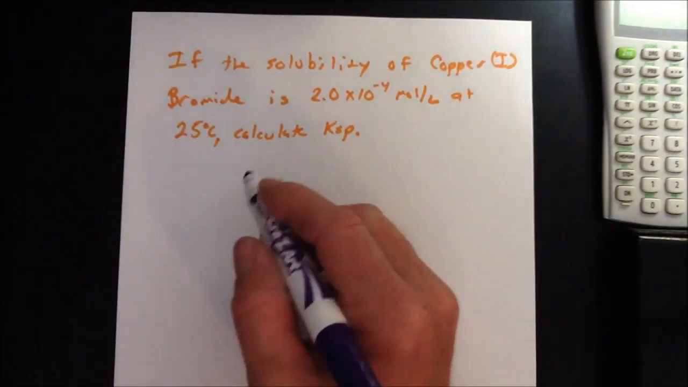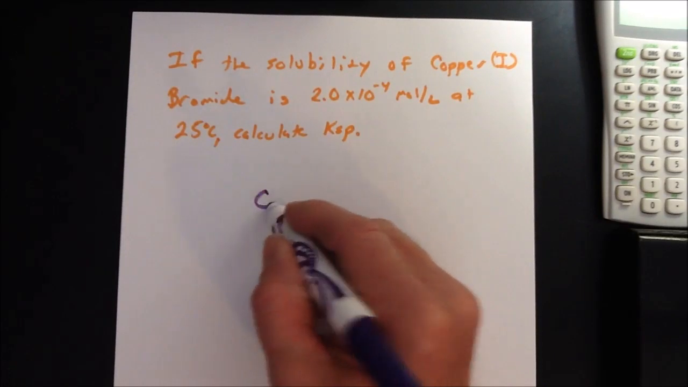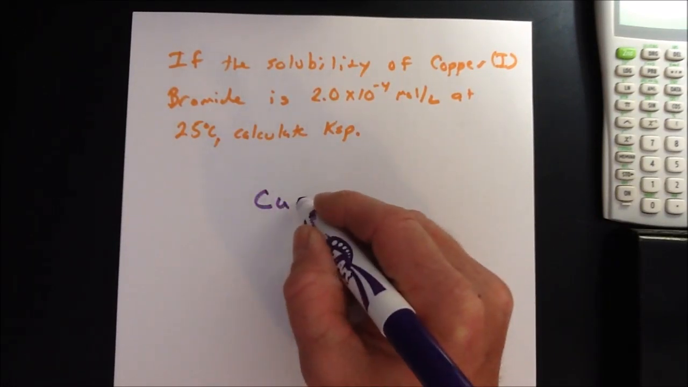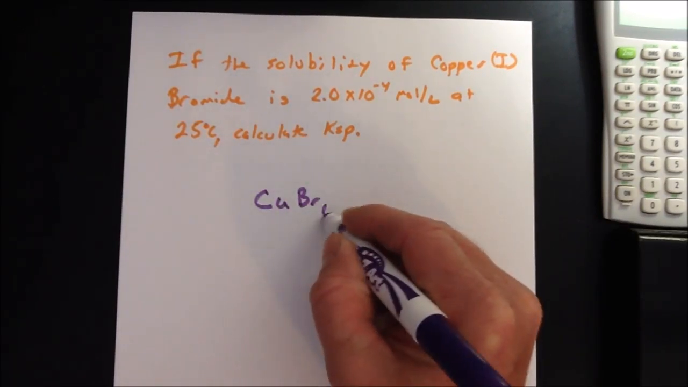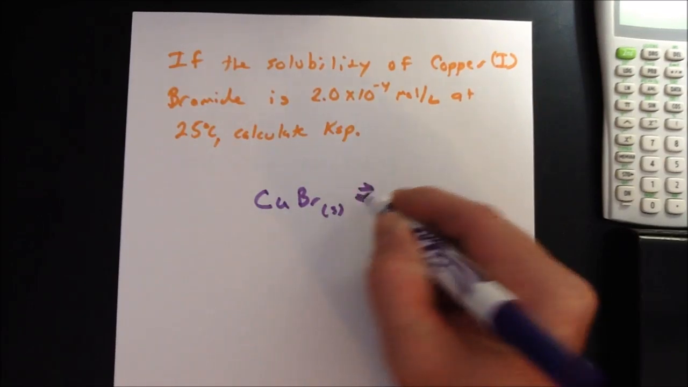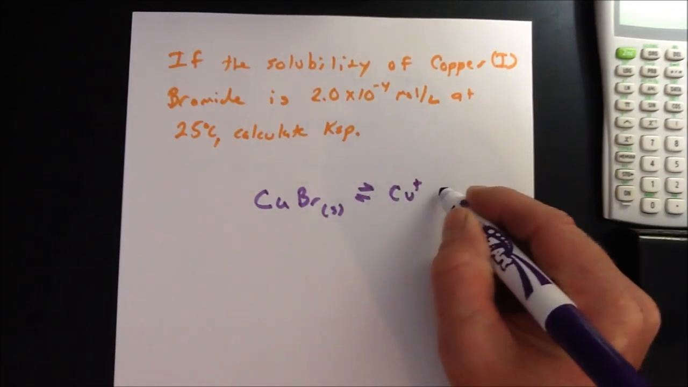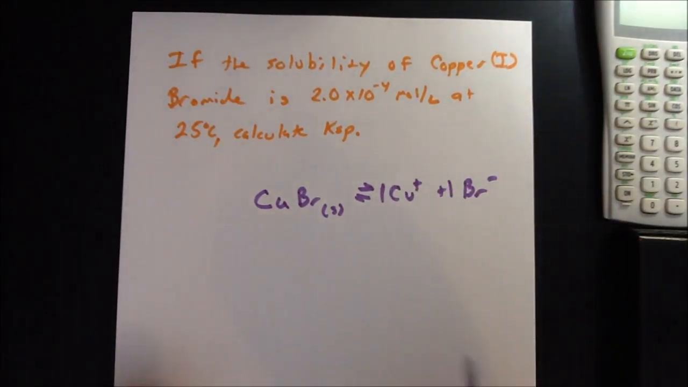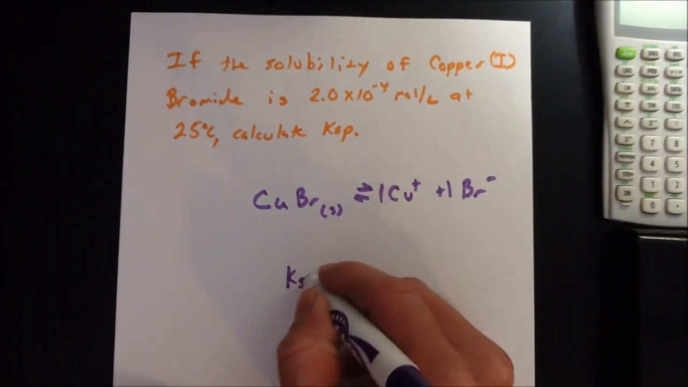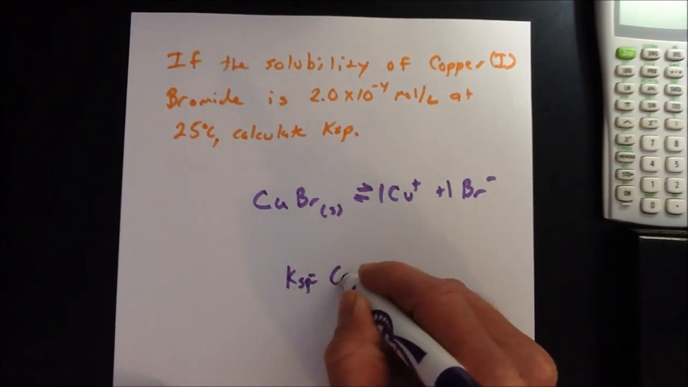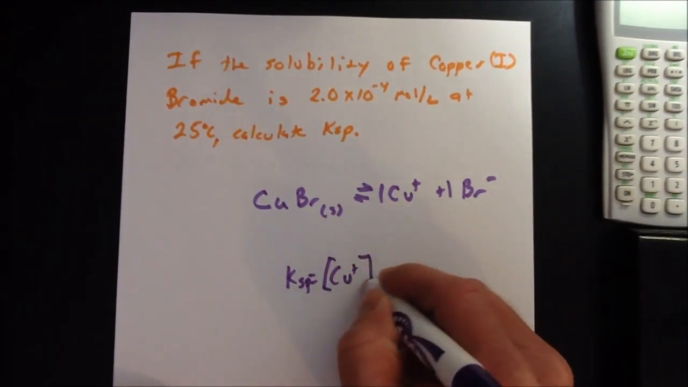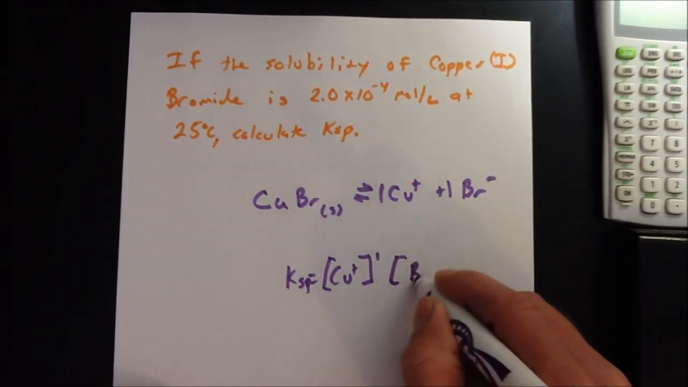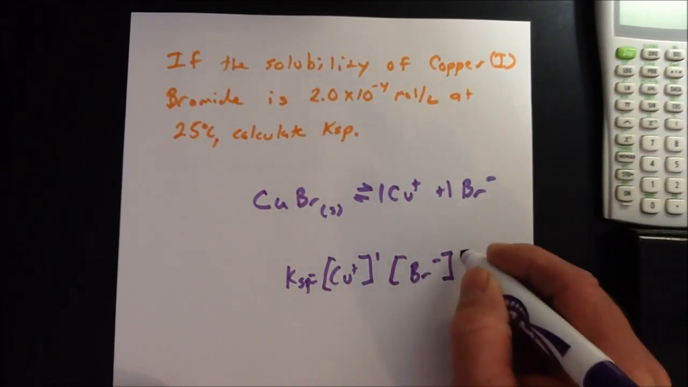So the first step here is going to be to write our equilibrium expression for this, and this is CuBr, copper 1 bromide, solid, at equilibrium with copper 1 ions and bromide ions, 1 and 1, and so therefore KSP equals copper 1 concentration to the first, bromide ion also to the first.